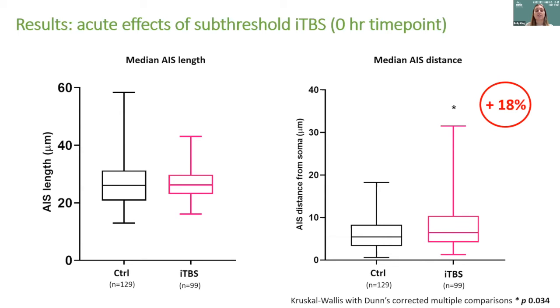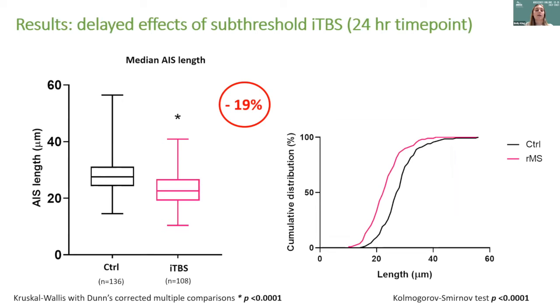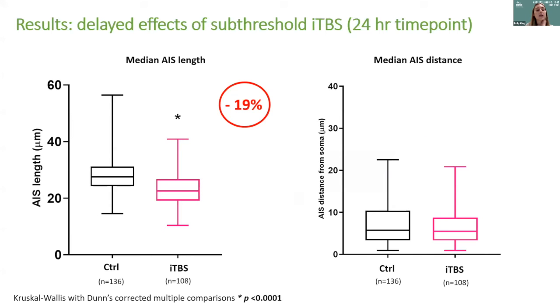And that kind of structural modification, that distal shift in position, is what we would expect to see following chronic increases in neuronal activity. And then looking at the data collected 24 hours post-stimulation, this is actually quite interesting because we now do see a significant change in AIS length. And so the AIS is 19% shorter in those neurons that were stimulated with the iTBS relative to our non-stimulated control groups. And again, a decrease in AIS length is the kind of structural modification that we would expect to see following chronic increases in neuronal activity.